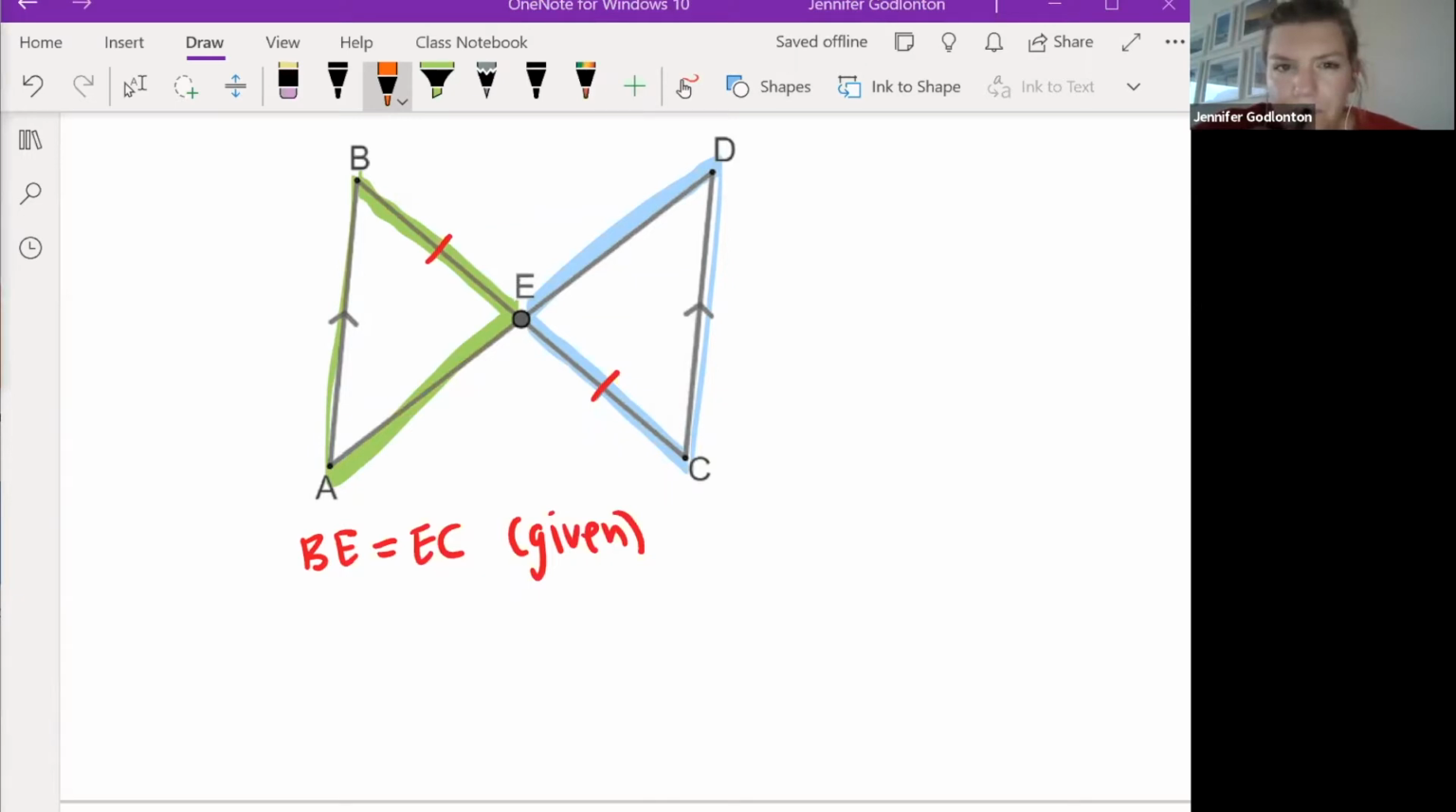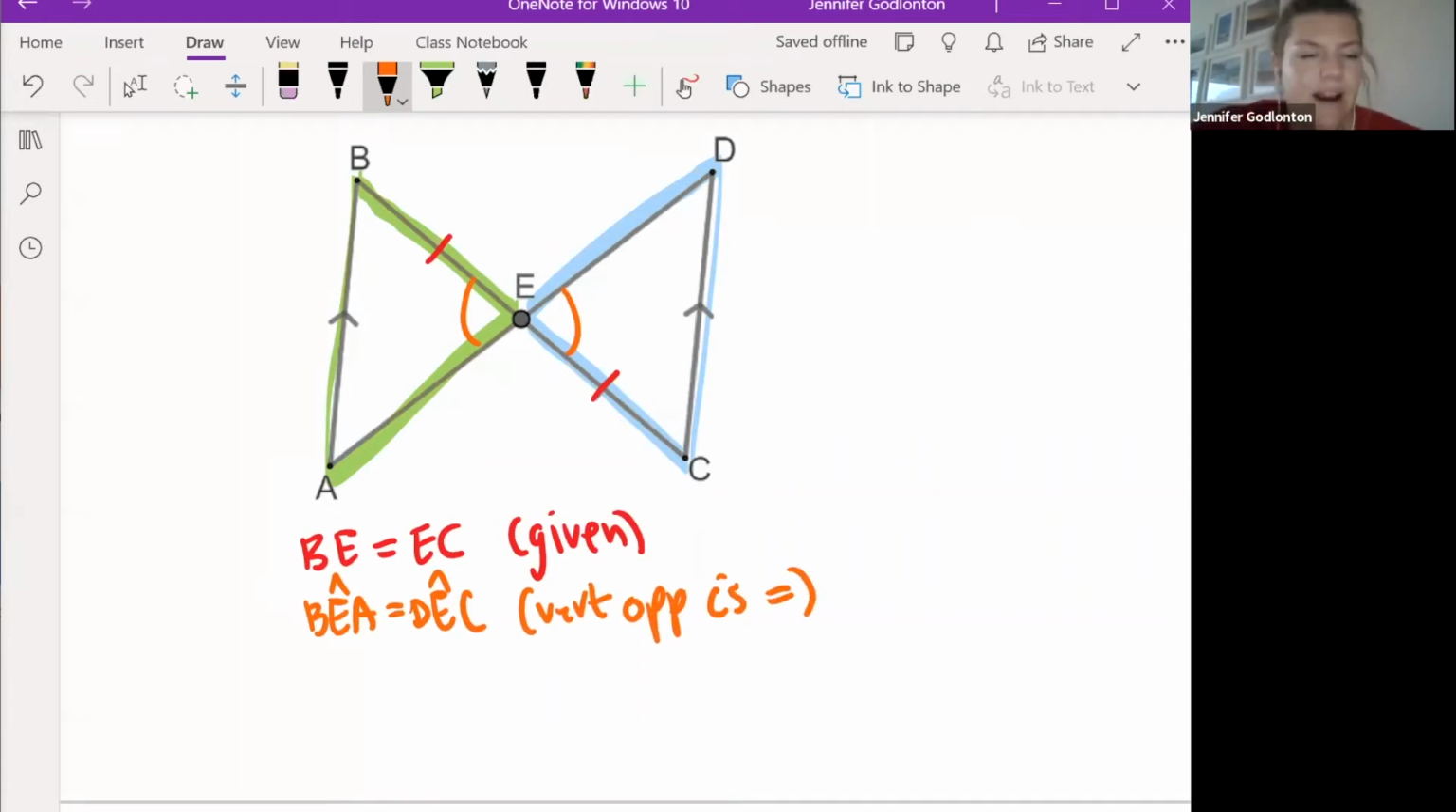So you could say angle BEA is equal to angle DEC. What would my reason be? Vertically opposite angles. Perfect. Vertically opposite angles are equal. Great. 100%. So now we have got that those 2 angles are equal. Great. We've got 2 things on our list.